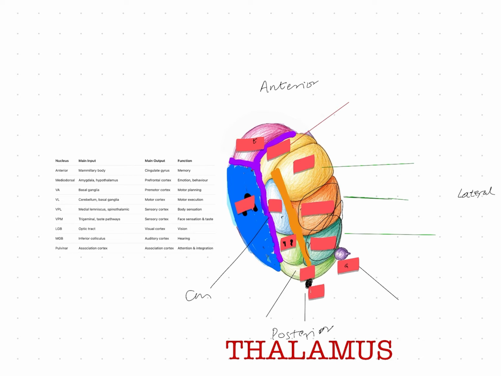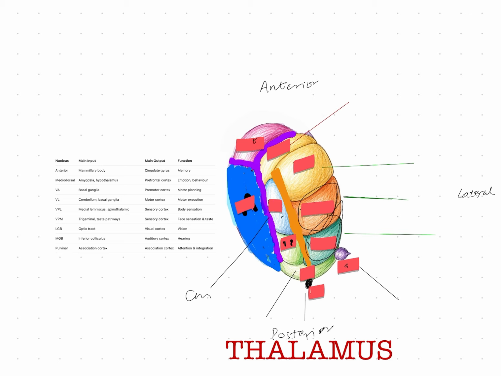And then, how is this divided? This egg-shaped structure is divided by the internal medullary lamina. These are white matter structures, and there are also some nuclei present in this lamina. So this divides the thalamus into three major parts: the anterior part, the medial part, and the lateral part, and there are different nuclei in the different parts.